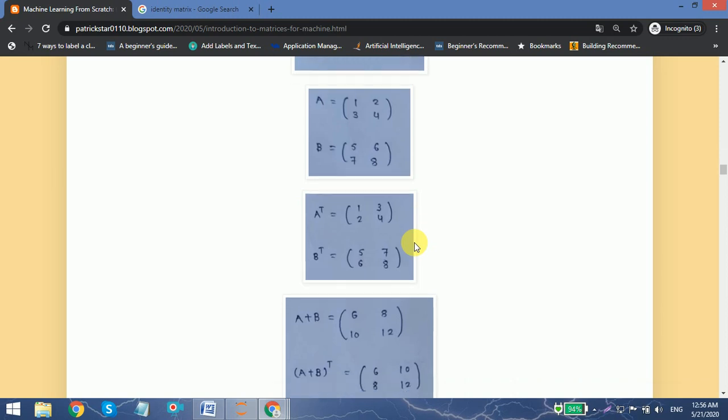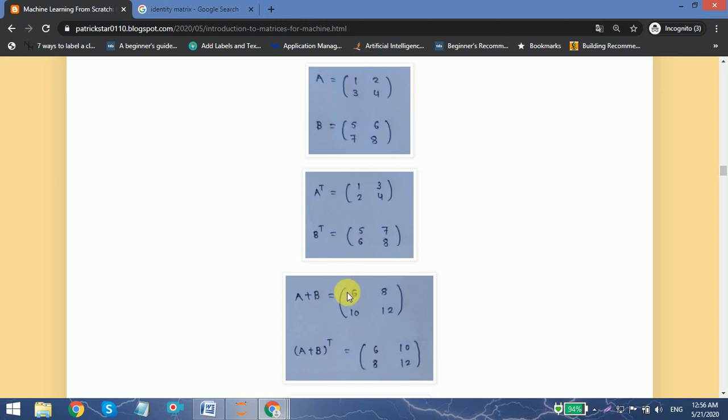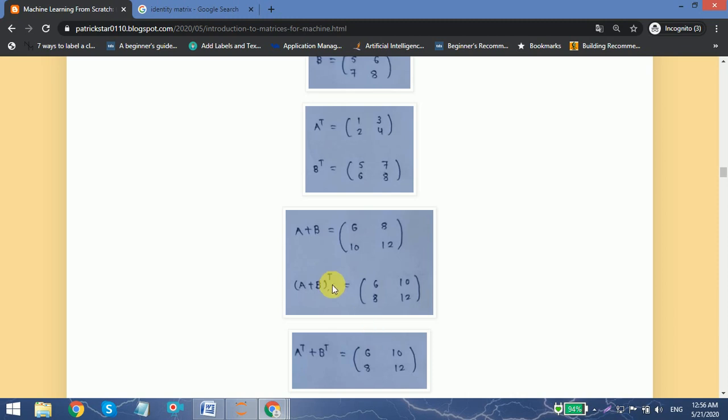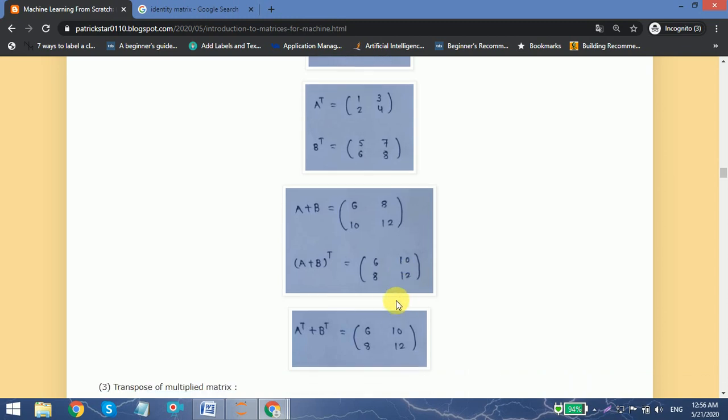See, A equals 1 2 3 4 and B equals 5 6 7 8. Then A transpose is pretty easy to find, and B transpose is also pretty easy to find. Then A plus B equals 1 plus 5 means 6, 2 plus 6 means 8, 3 plus 7 means 10, 4 plus 8 means 12. Okay, so this is fine. Now A plus B transpose equals 6 8 in the first column and 10 12 in the second column. Now adding A transpose plus B transpose gives us 5 plus 1 is 6, 7 plus 3 is 10, 6 plus 2 is 8, and 8 plus 4 is 12. So here you can see that both of these are equal. There is not a big change in it.